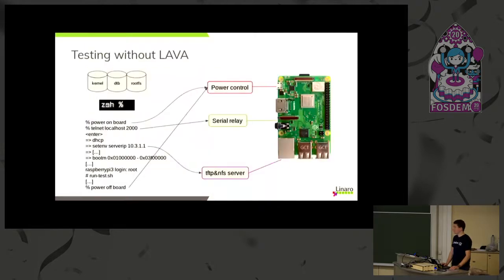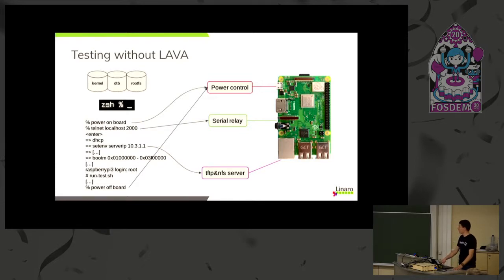So what is it like to test on real hardware without Lava? Let's say you have a kernel, a DTB, and a rootfs that you want to test on, this is a Raspberry Pi 3B, if I remember correctly. You need a way to control the power. You need a way to get the serial output. And in this case, we will boot using TFTP and NFS, so you need a TFTP and NFS server where you will provide the resources.